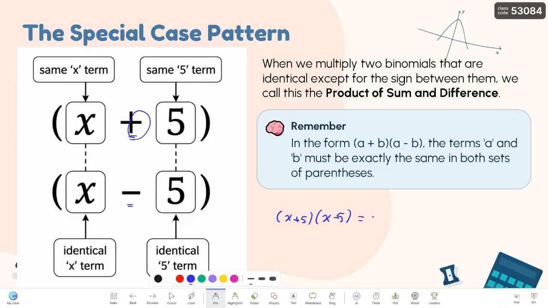So what is the first term? It is x, so we need to square this, minus the second term squared, which is 5 squared. So the answer would be x squared minus 25, and always the answer is negative. That's why we call this a difference between two squares. Okay, hopefully this makes sense.